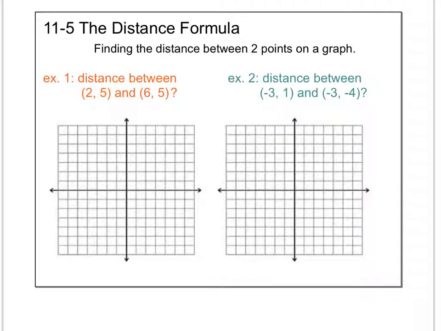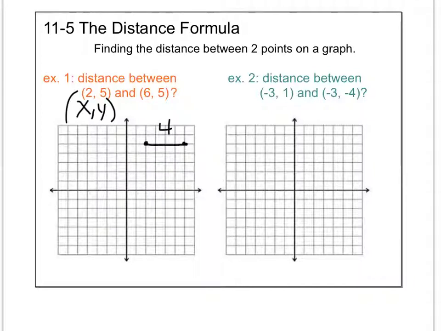Our next formula is going to be the distance formula. So the first thing we have to remind ourselves is how to graph an ordered pair. We always have it in x, y. So our x is going to be 2, and then we go up 5. Then we've got 6, 5, so then we go over 6, and then up 5. When we have a straight line going left to right, we just have to count in between. So that's just going to be 4 units.